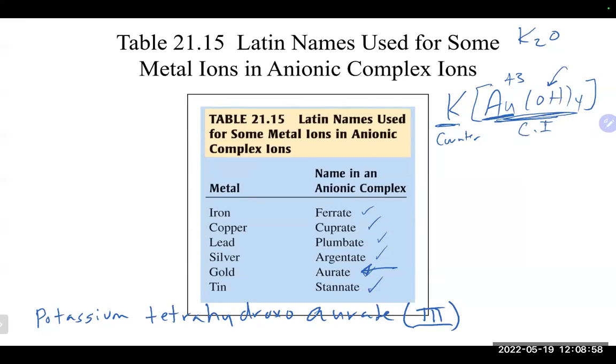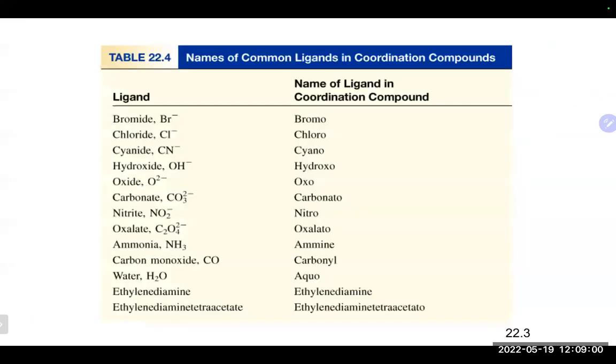All right. Here's another table, again, of some other ligands that maybe you might come across. So we see the hydroxo, oxo for oxide, carbonato, nitro, oxalato.